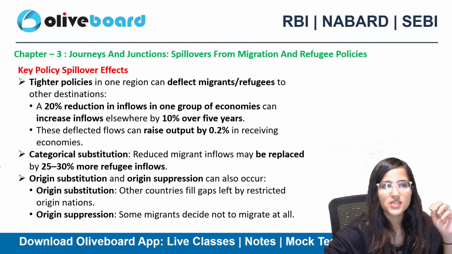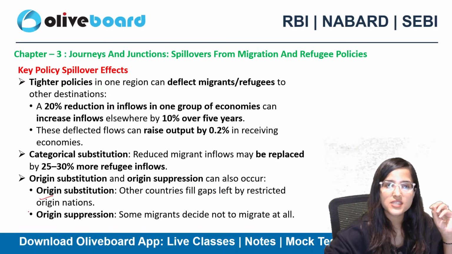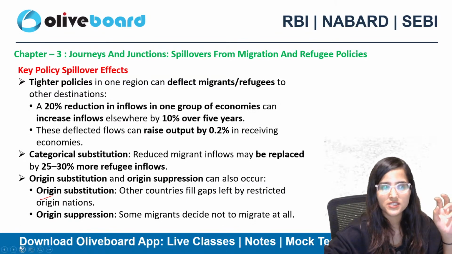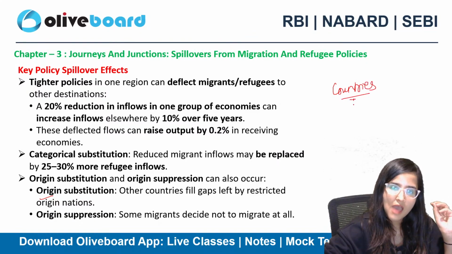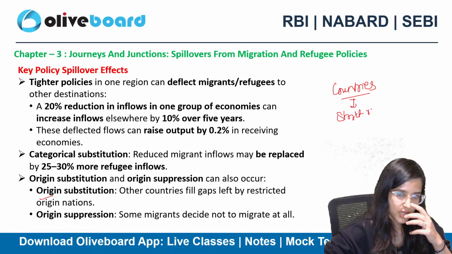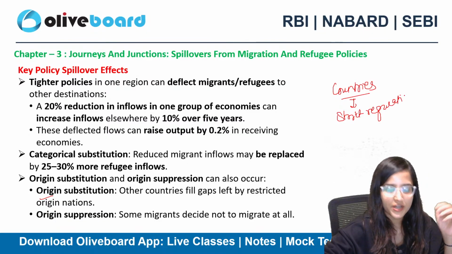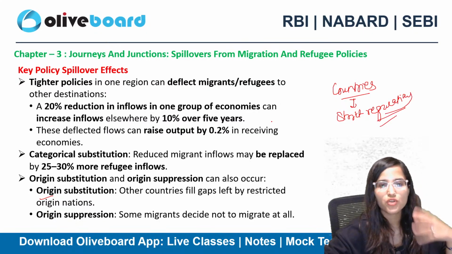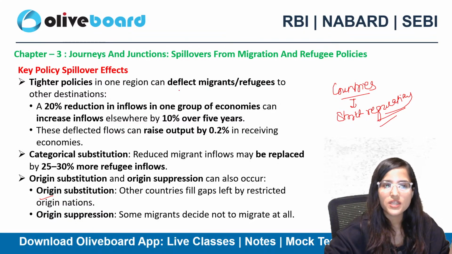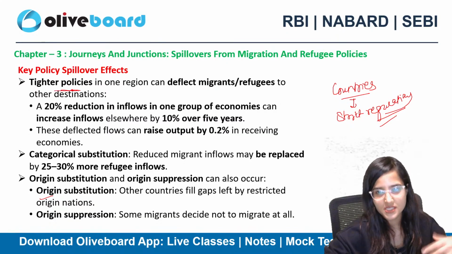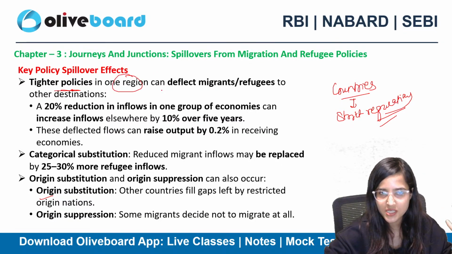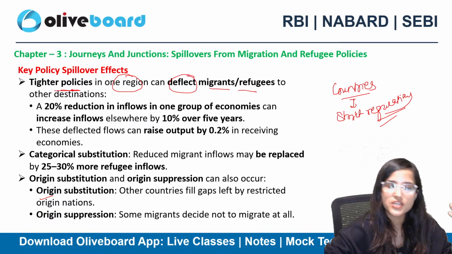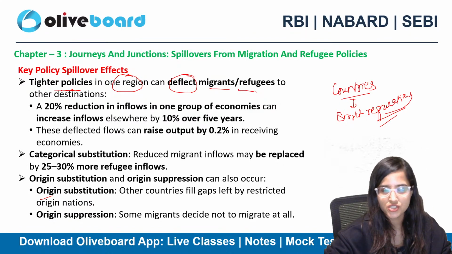Then tighter policies in one region can deflect these migrants, refugees to other destinations. Now what happens is that some countries have strict regulations on entry of migrants. They try to reduce these migrants, right? So what they are saying is that if one region has tighter policies, it can deflect migrants and refugees to other destinations as well.